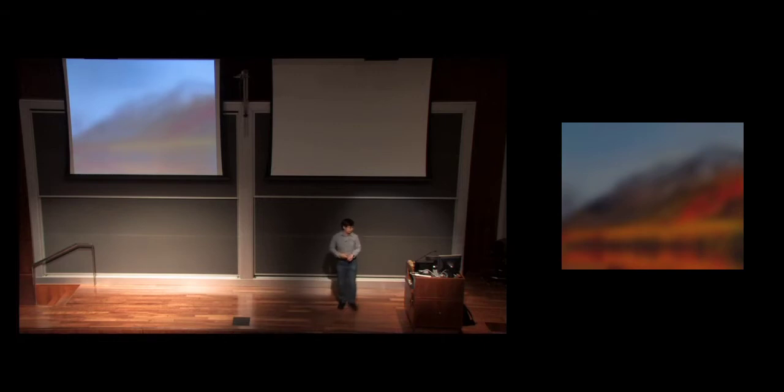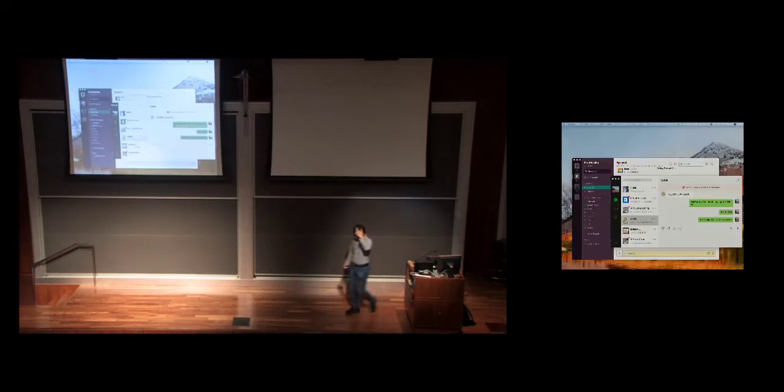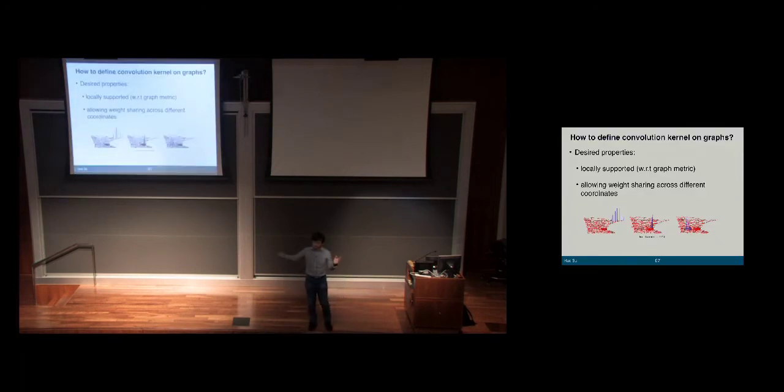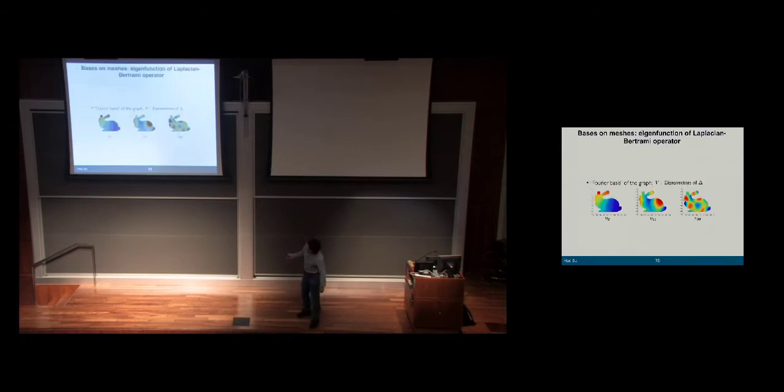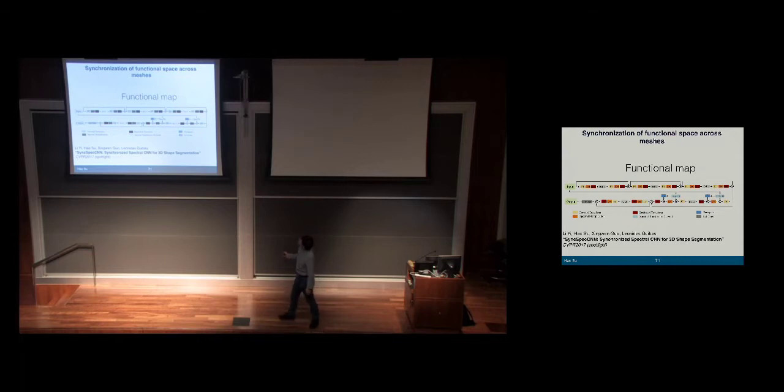There's a framework called the functional map that is able to relate the Fourier domains on different shapes. So we could leverage the tool of functional maps to link the Fourier domains on different shapes. And this kind of linkage could be incorporated in the neural network architecture design.